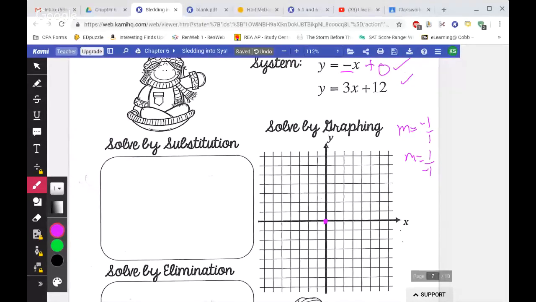So if I go up 1, I've got to go left 1. Up 1, left 1. Because up is positive, left is negative. If I go down, I have to go right because down is negative, right is positive.